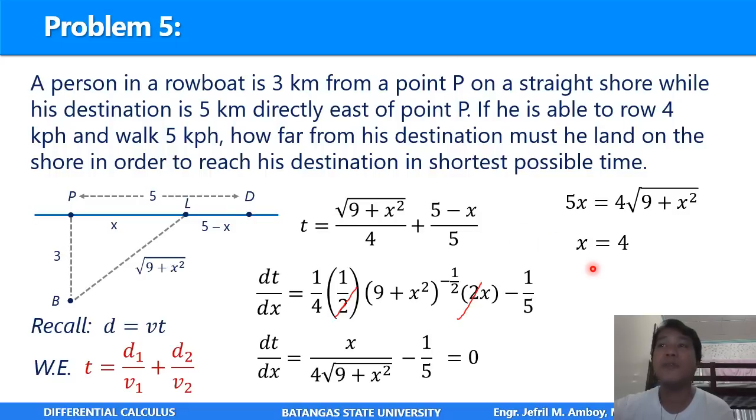So, if x is 4, then 5 minus x, 5 minus 4 is 1. So, therefore, the answer to this problem is 1 kilometer. He should land 1 kilometer from his destination in order to reach that destination in the shortest possible time. Okay? So now, this is the answer to this problem.